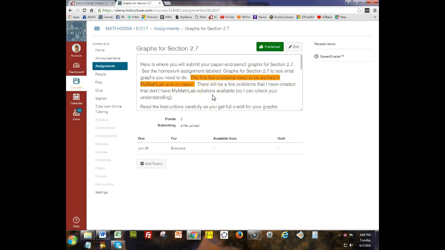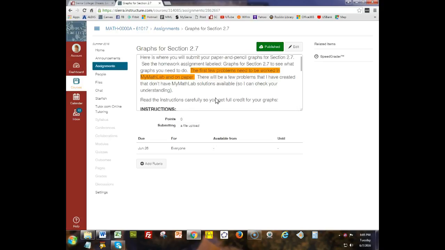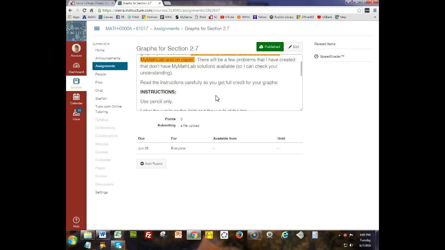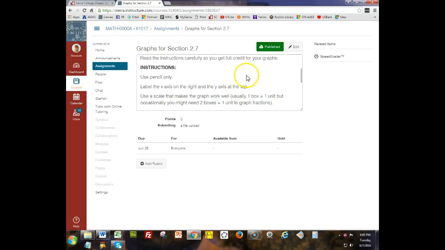The graphs are from my math lab, and the first few problems need to be worked in my math lab and on paper. The reason I've done that is so you'll know for sure what the solution should look like, and it gives you more practice graphing. Then there'll be a few problems that I have created that don't have my math lab solutions available, so that I can check and make sure that you can graph lines. Read the instructions carefully so you get full credit.